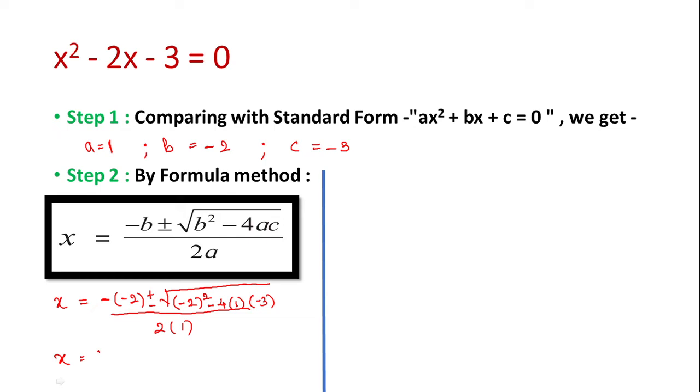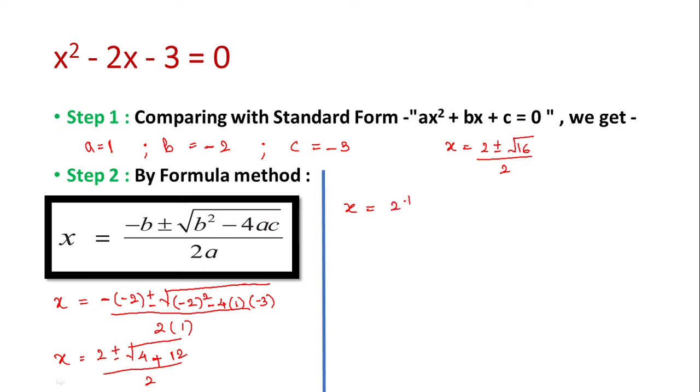Then let's solve this. Minus into minus becomes plus 2 plus or minus under root. Minus 2 square is going to be 4 minus, here minus into minus will become plus, and 4 3s are 12, whole upon 2 1s are 2. Now let's start simplifying this. Now this is 2 plus or minus under root 16 upon 2. Now we already know that root 16 is going to be 4.